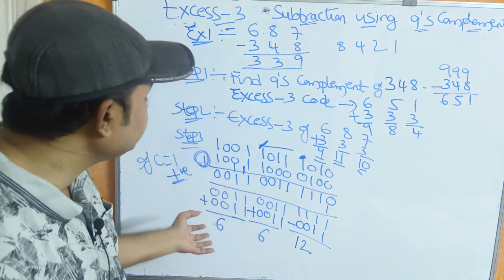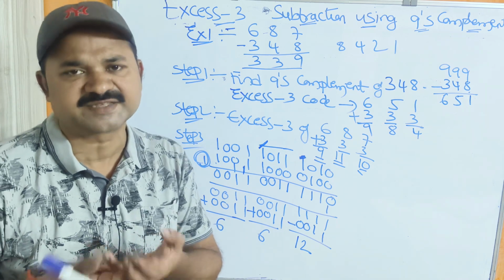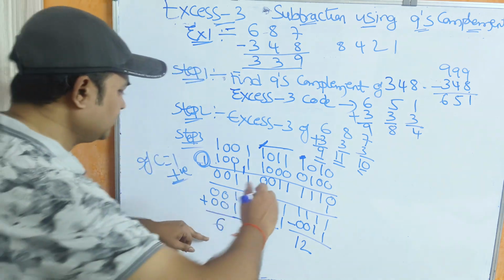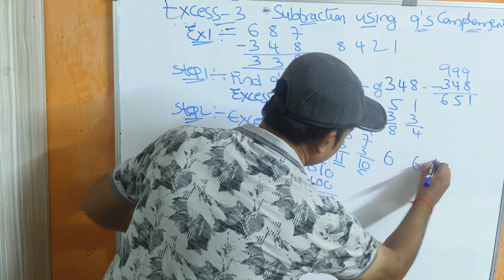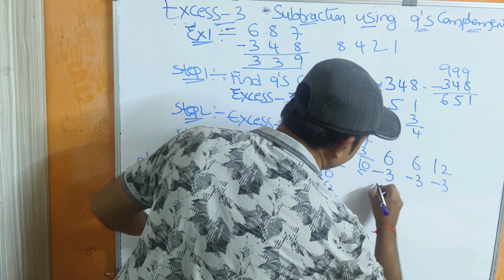But here the result is in XS3 notation. Okay. So in order to get the corresponding decimal number, we have to subtract 3. So 6, 6, 12. So subtract 3. Why? Because here the result is in XS3 notation.